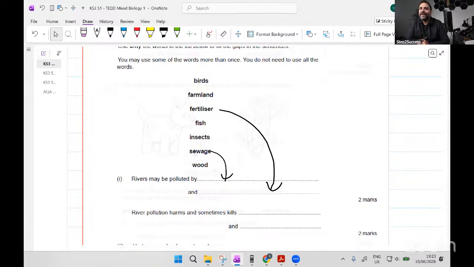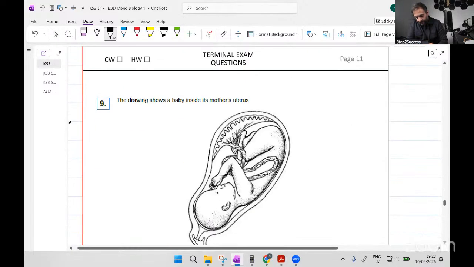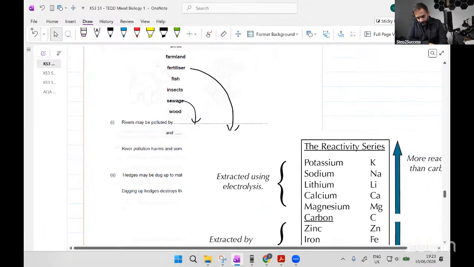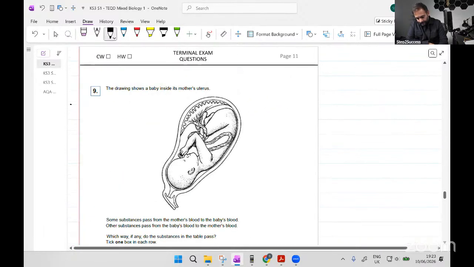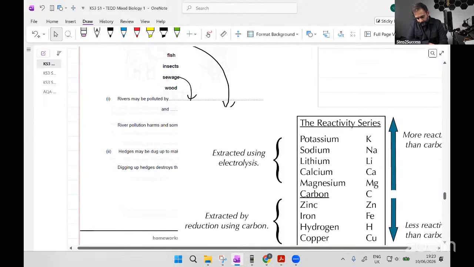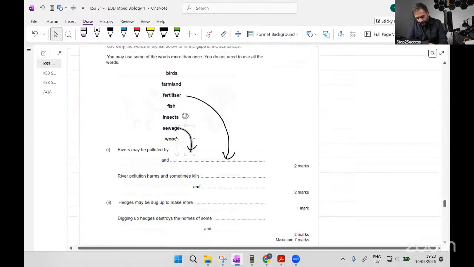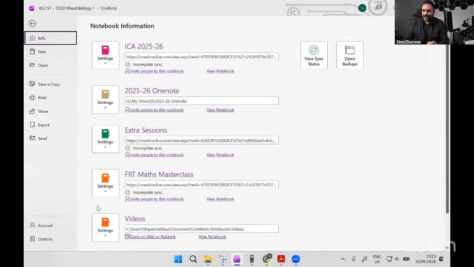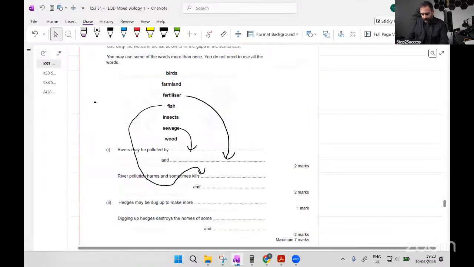River pollution harms and sometimes kills fish. Oh no, what's happened here? Fish, I'd have thought. What else can it kill? Insects? Yes, anything animal related.